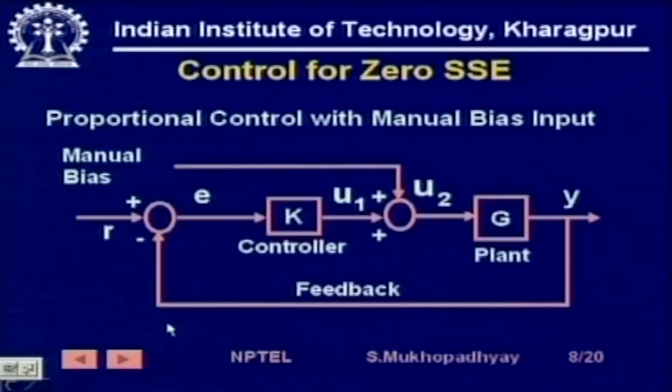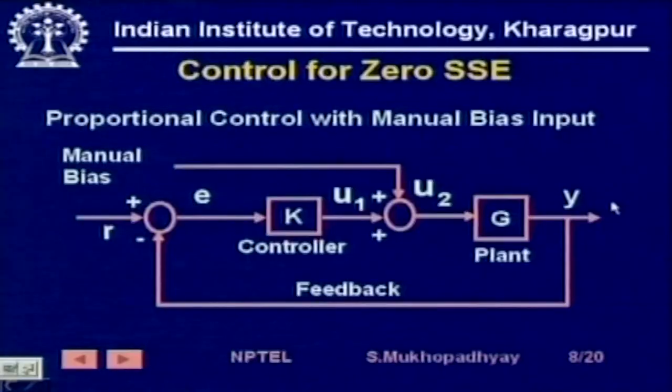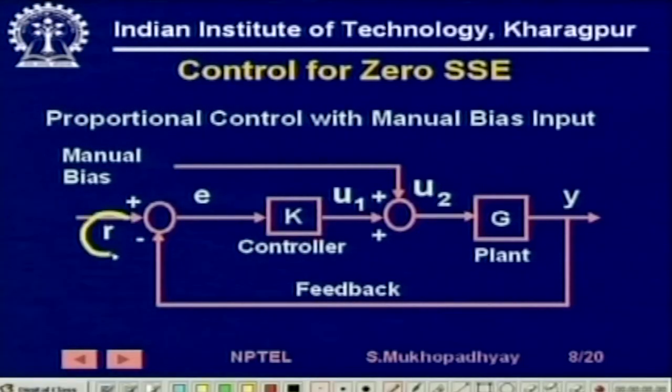Let's take the simplest case of proportional control. Proportional control is just a simple gain, and if you get an error of 1 volt, you generate maybe an output of 100 volts. If you get an error of 2 volts, you generate an output of 200 volts. So, just simple multiplication. Now, obviously, we want this R to be equal to Y. R is a certain value, so we want to maintain a certain value of Y.